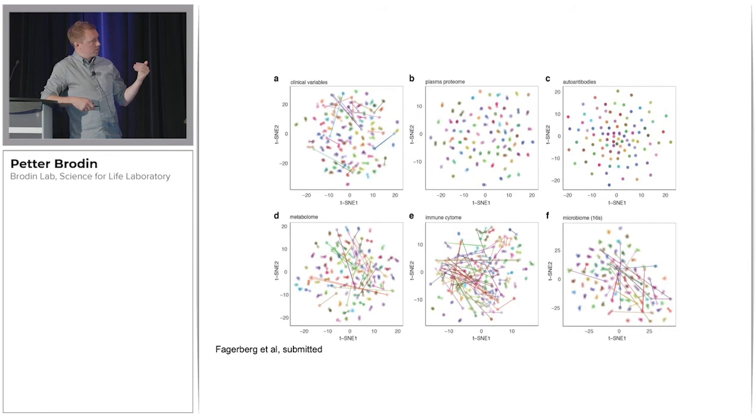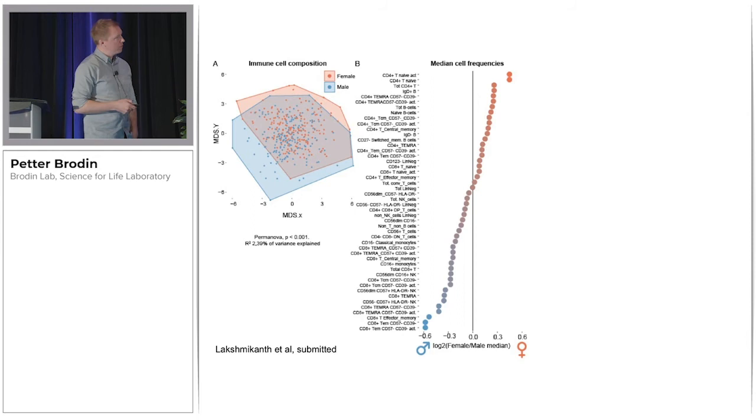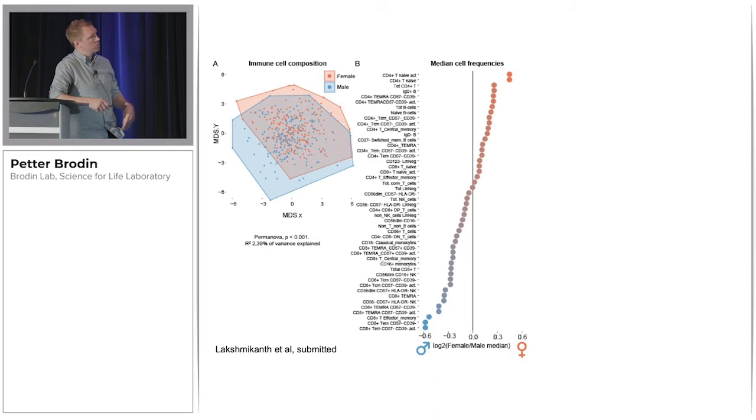There are some sex differences. Some of these are known, others are not. More naive CD4s in women, more activated CD8s in men, for example. But that explains only about 2.4% of the total variance here. So sex has a pretty minor effect on the cell composition.